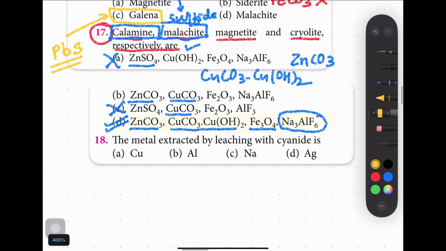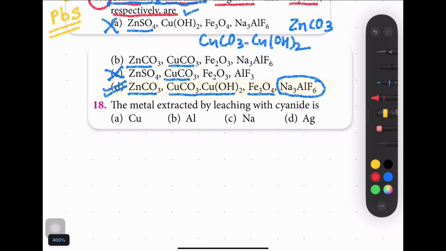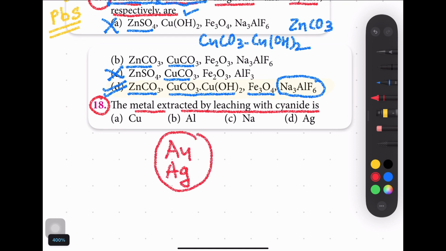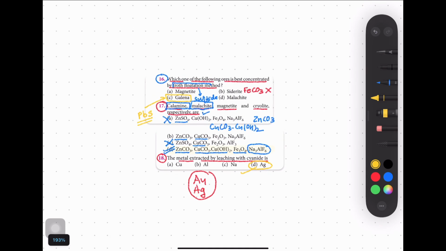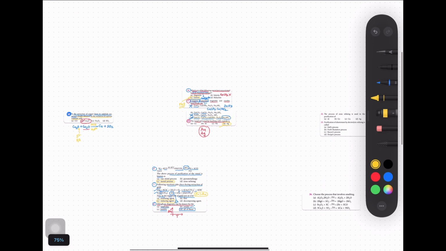Let's move. Next question we have. The metal extracted by leaching with cyanide is, so basically gold and silver metal is extracted by the cyanide process. So in this case, the correct answer should be silver. That is option D. Let's move to the next set of questions.